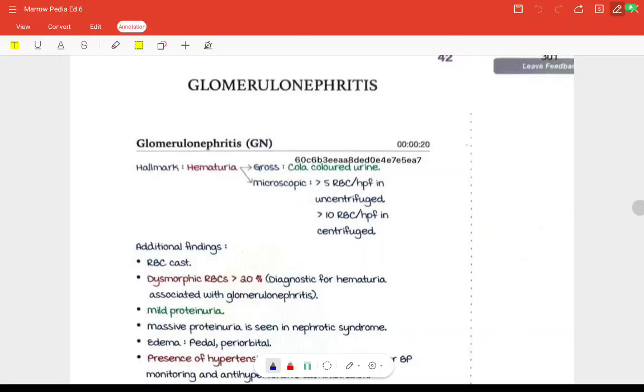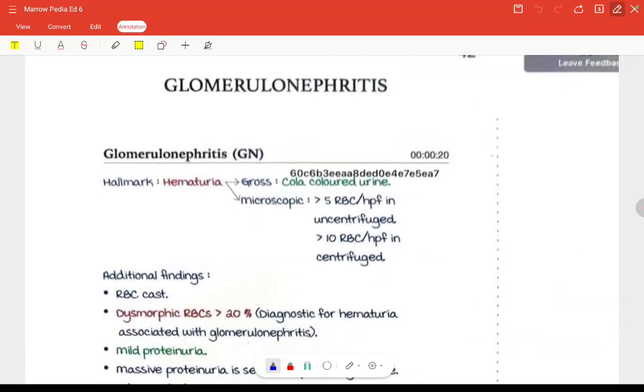Now starting with glomerulonephritis, I'm reading it from edition 6 of Marrow. So the hallmark of glomerulonephritis is hematuria. Grossly, we can see the cola colored urine, and in microscopy we will find more than 5 RBC per high power field in uncentrifuged sample and more than 10 RBC per high power field in centrifuged sample. So the main thing that we will see in glomerulonephritis is hematuria.